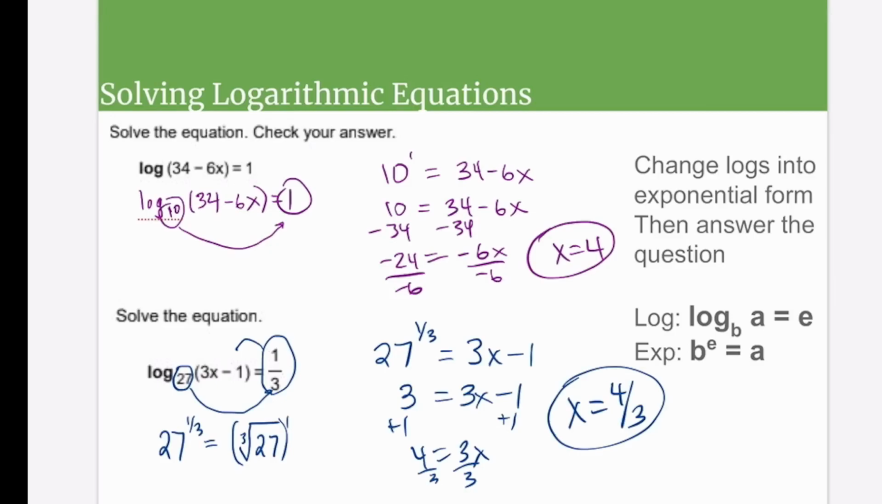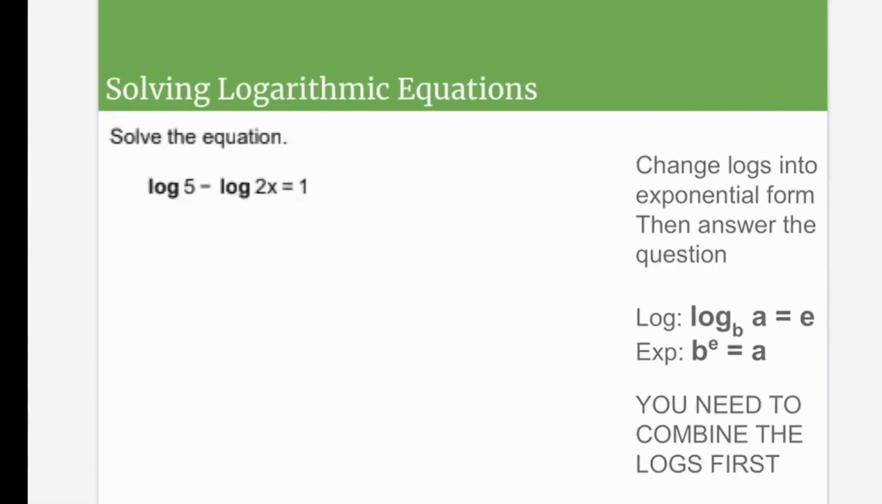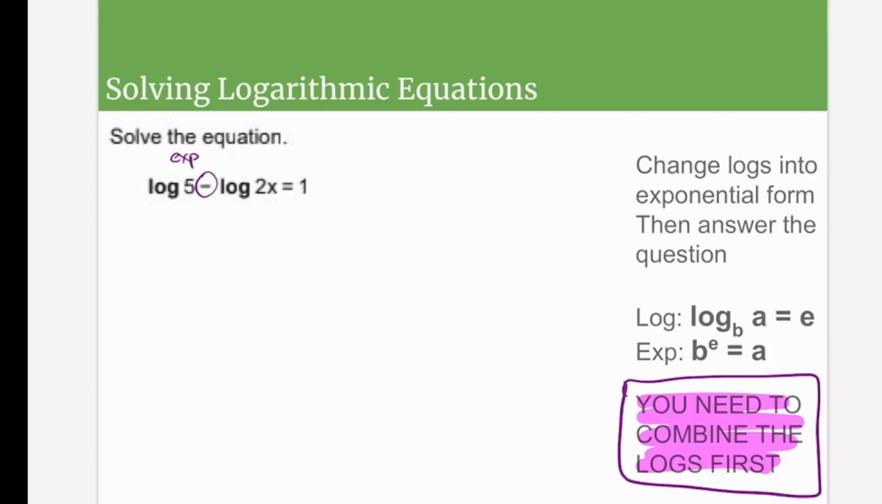Now, if there's multiple logs on the same side of the equation, like this, what we do is we first need to combine our logs. So similar to linear equations and everything else, you always want to combine like terms first. Because there's two logs being subtracted, we could put them together. When we subtract exponents, we divide terms. Divide terms, subtract exponents. So we can write this as log.